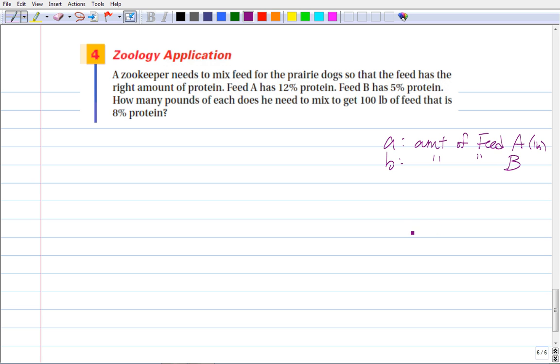Okay, so now we need to write a system of equations. In one part we need to talk about the amount of each, so the total weight of the mixture, and then in the other we need to talk about the protein. So if we know we need 100 pounds of feed, then the amount of A plus the amount of feed B should equal, since these are both in pounds, our 100 pounds.